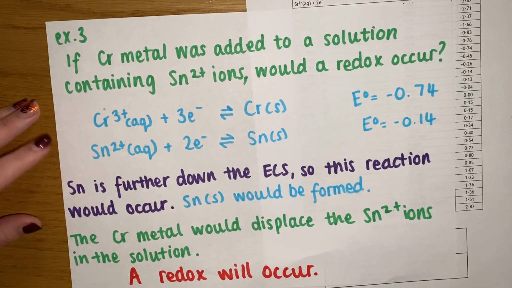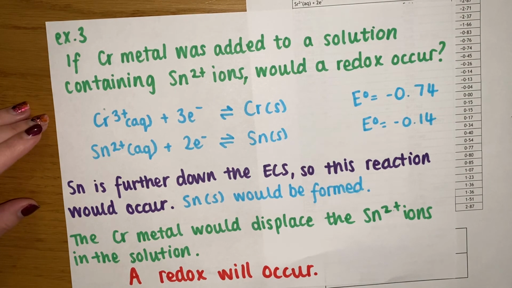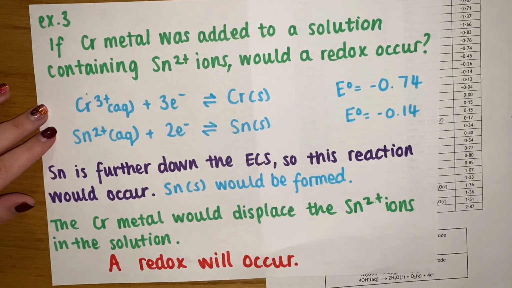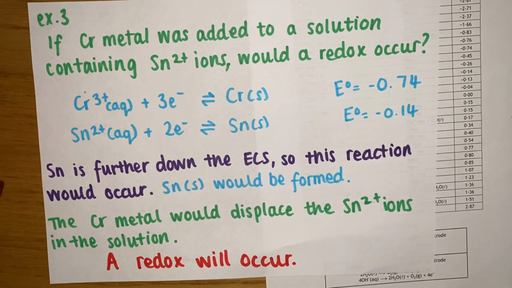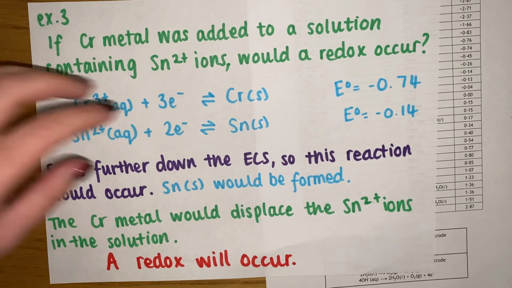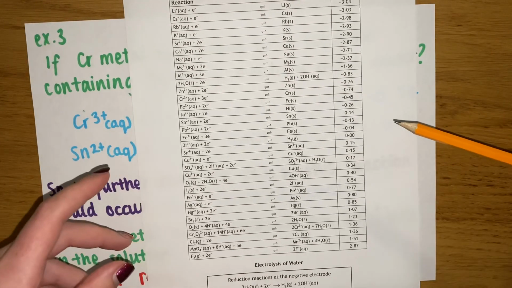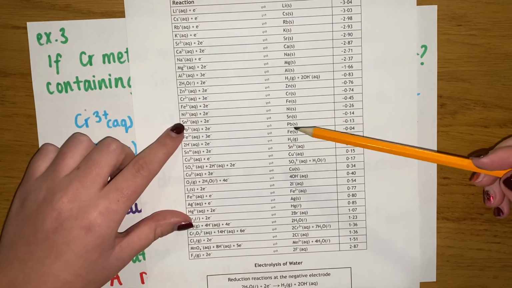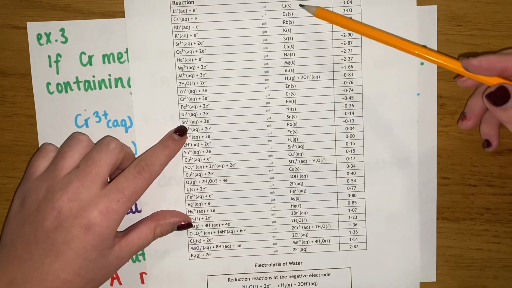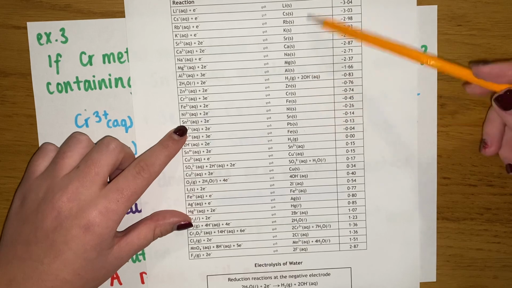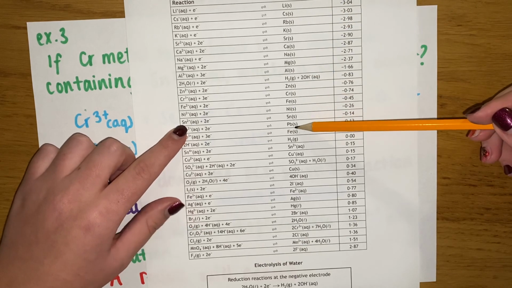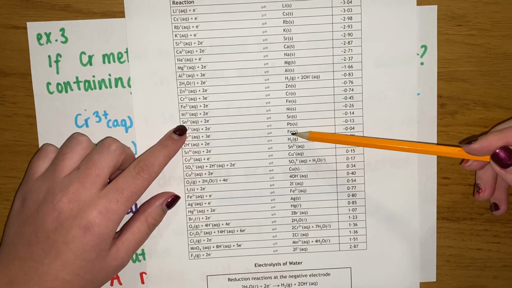So a redox reaction is going to occur if a metal is going to be displaced. For example, if you're adding in a metal that's higher up on the electrochemical series, you're going to have a displacement reaction. If you're going to have a metal that's lower down, you're not going to have an effect.